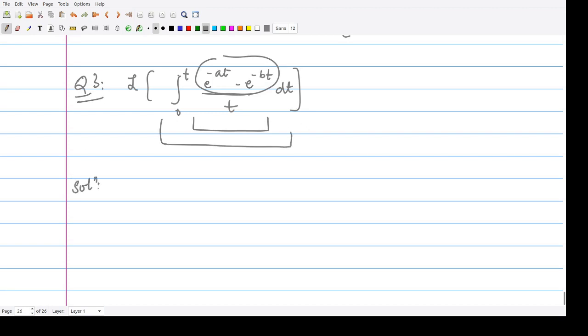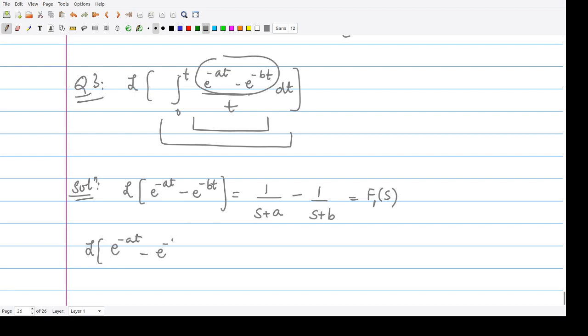So starting here, we would have firstly the Laplace transform of e to the power minus at minus e to the power minus bt. So that would be 1 upon s plus a minus 1 upon s plus b. So this is the Laplace transform of this term. So let us call it f of s, or f1 of s, whatever you would like to call this. So here let me calculate the Laplace transform of (e to the power minus at minus e to the power minus bt) divided by t.